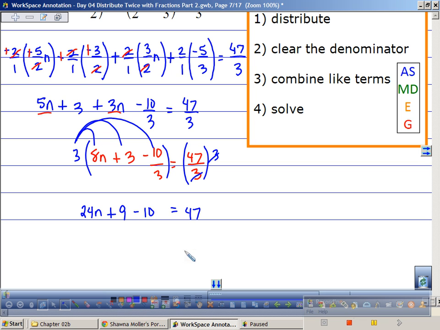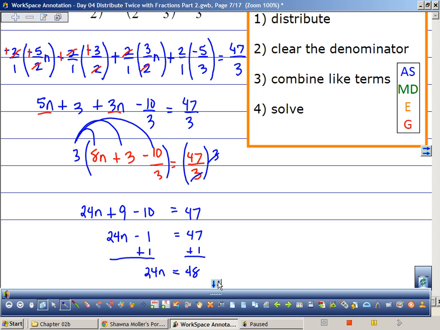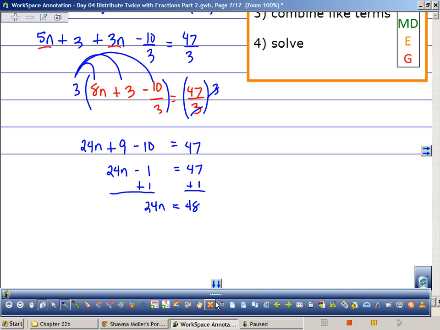Starting to get it? Kind of. It's going to take practice, Levi. Just like anything, right? 24, so positive 9, negative 10 makes negative 1. Add 1 to both sides, and I get 48, right? 24n equals 48. And what's my final step? Divide by 24 or multiply by 1 over 24, same thing.